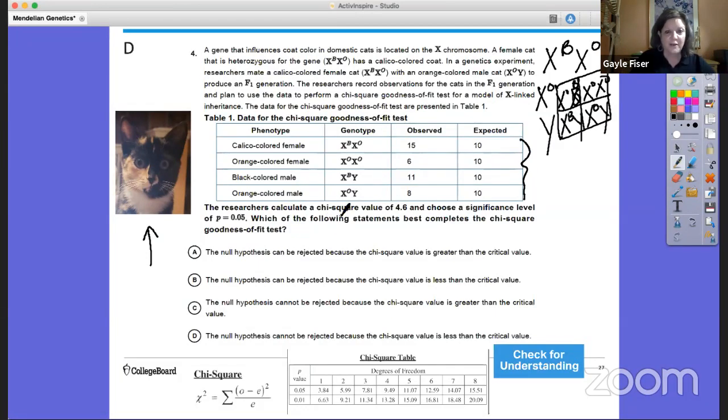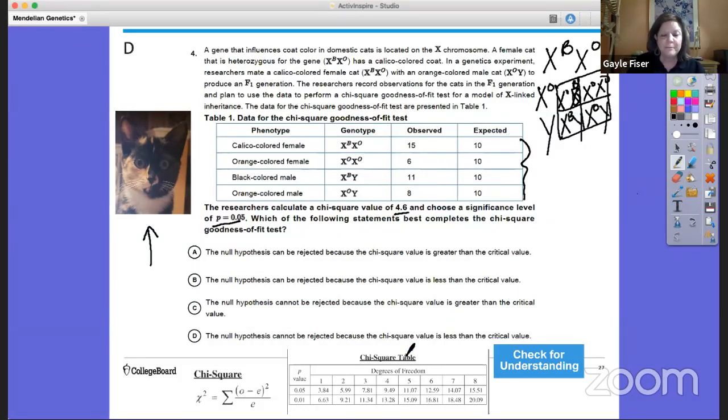Now, the researchers calculate a chi-square value of 4.6 and choose a significance level of p equals 0.05. Which of the following statements best completes the chi-square goodness of fit test? So they gave us the value, we didn't have to do the math, although I did the math on the next page so you can see it.